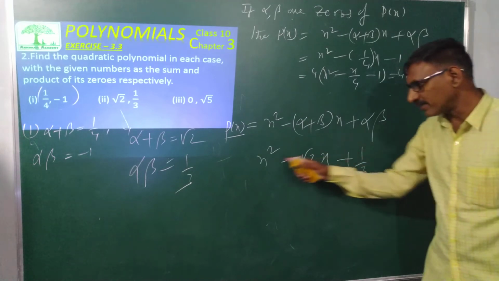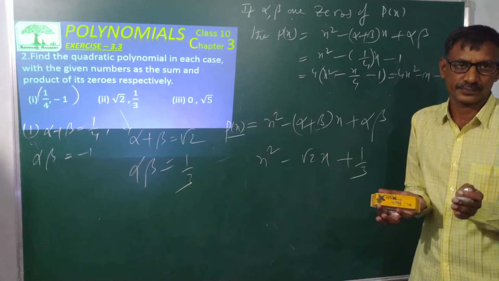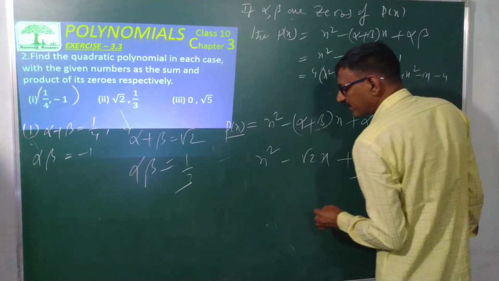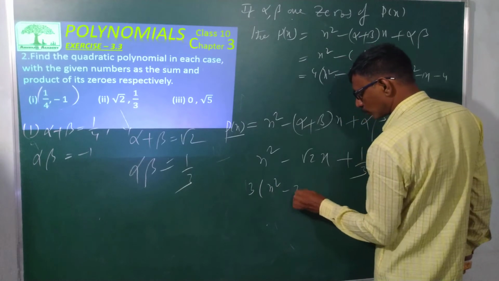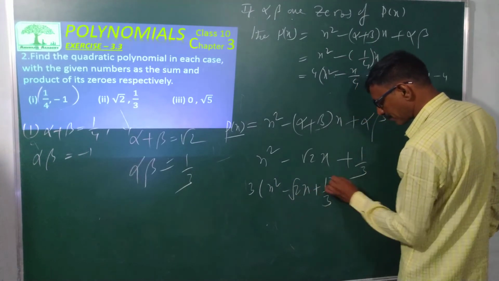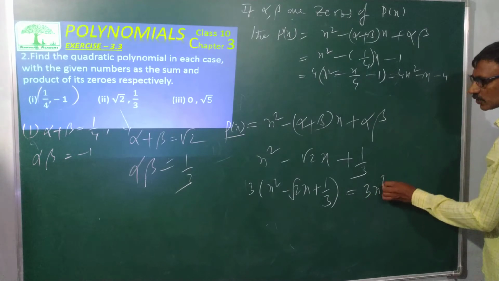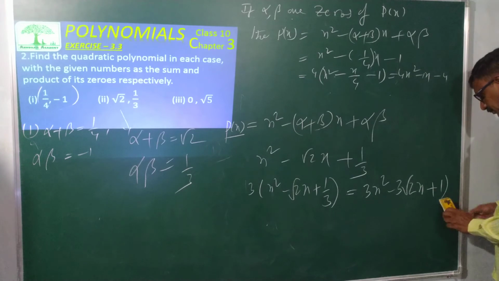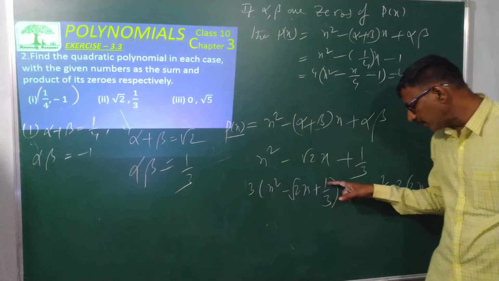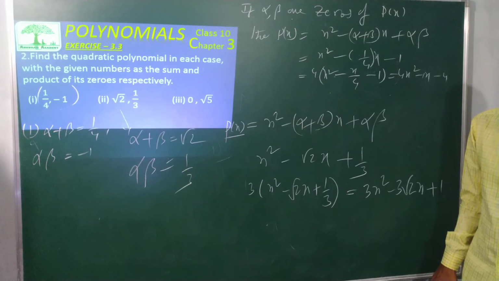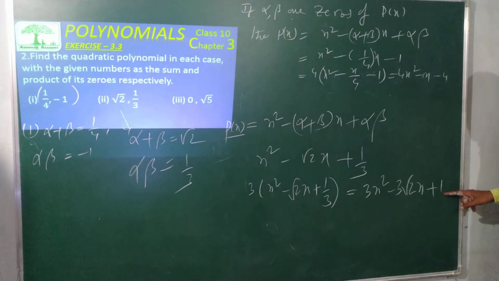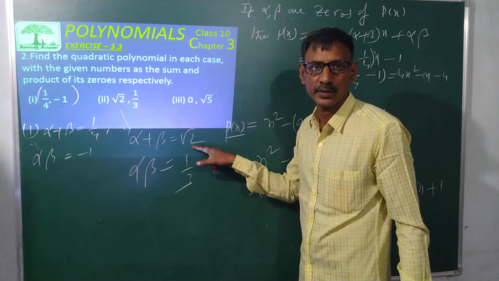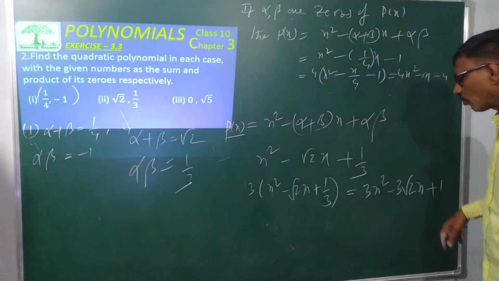Again, I would like to multiply with 3 to get the ax square plus bx plus c form. Just multiply with 3. 3 into x square minus root 2 x plus 1 by 3. That is equal to 3x square minus 3 root 2 x plus 1, because 3 into 1 by 3 is nothing but 1. Am I clear? This is my quadratic polynomial whose sum of zeros must be root 2. Whose product must be 1 by 3.